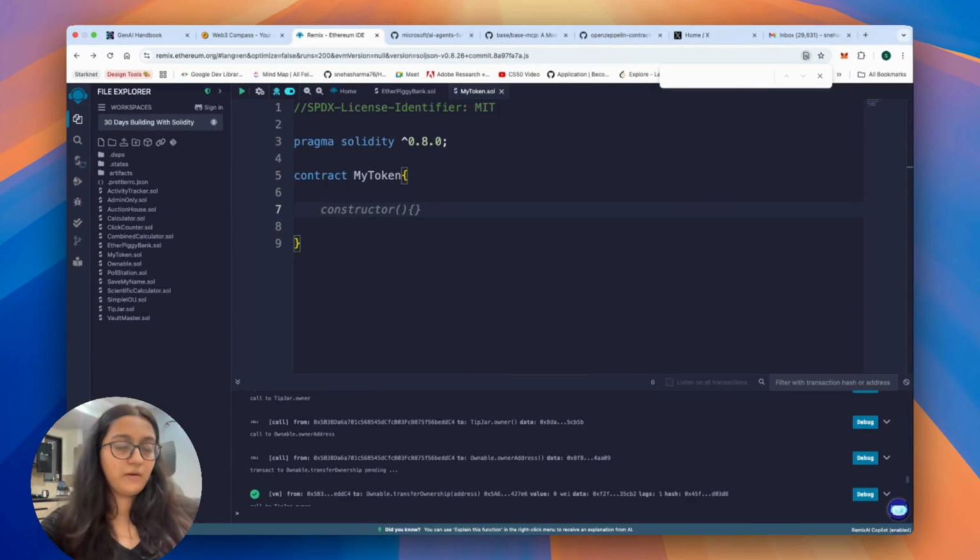You can check out OpenZeppelin's standard. We'll add the link to that as well. But yeah, this is perfect for understanding how tokens actually work under the hood. And our token will be called maybe Web3 Compass token or Compass token. And then we'll decide on a symbol as well, right? So yeah, let's just go about it.